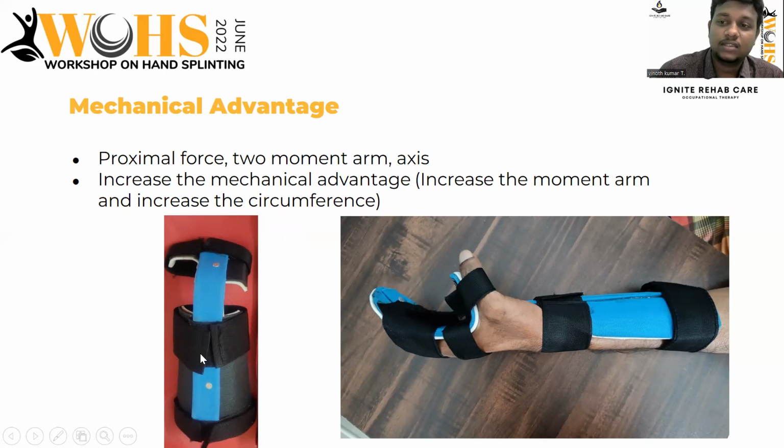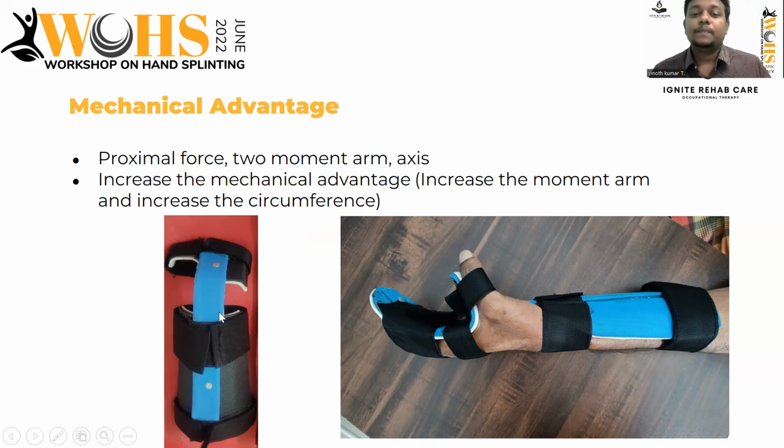The axis will come over the wrist. For extending the wrist, the axis is over the wrist joint, provided by the wrist bar or wrist cuff over here. There will be a proximal force from the proximal end of the splint, and there will be two movement arms: a proximal movement arm and a distal movement arm. Clear? Here is the axis of the splint.